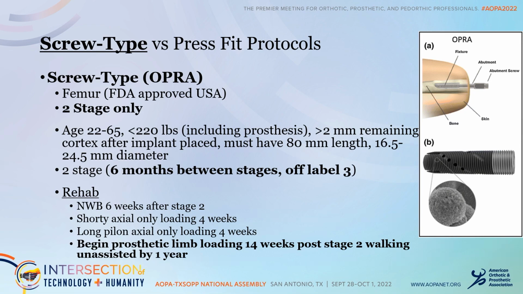And here are some of the criteria that are required to use this device. The patients have to be between 22 to 65, have to be less than 220 pounds, including their prosthesis, and they have to have at least 2 millimeters of cortex surrounding the implant after it's been implanted. The device itself is 80 millimeters in length, but you need a little bit more than that to adequately countersink it for a successful stage 2 in the traditional sense. There are various diameters available as listed here.